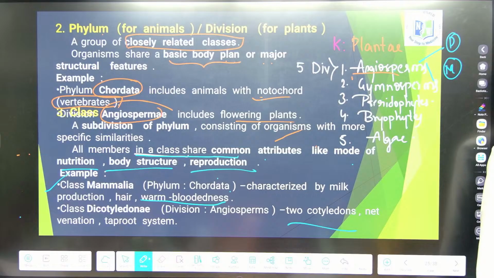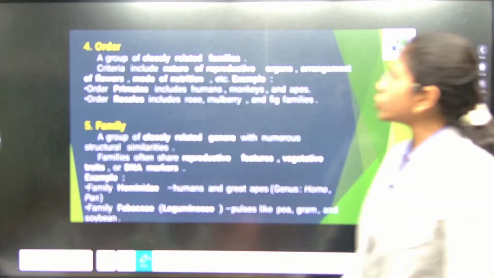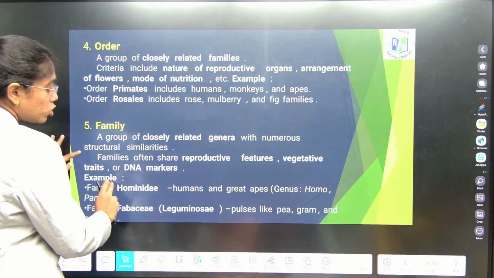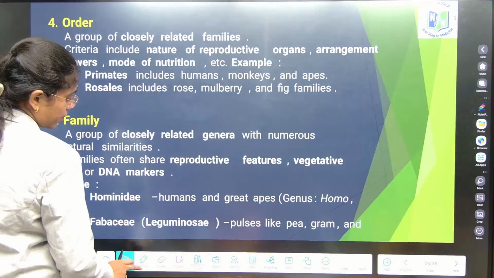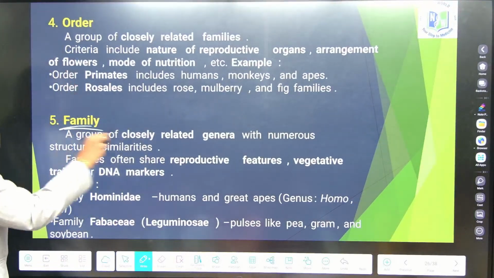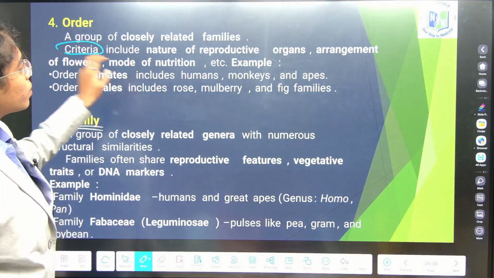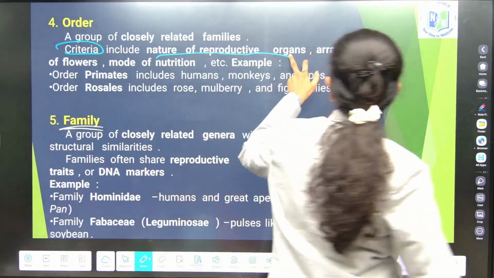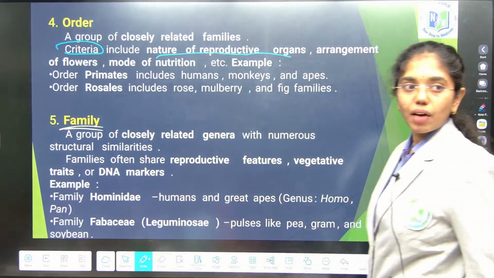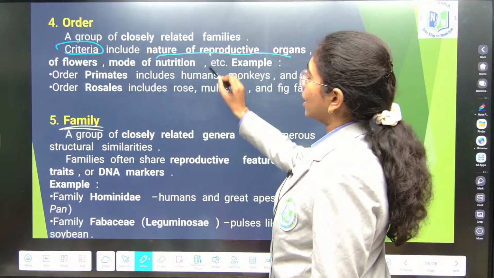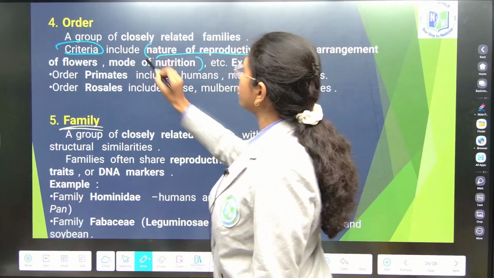Understood everyone? Clear, no? Should I repeat anywhere? Next is order. Order includes a group of related families. Criteria include what? Nature of reproductive organs, arrangement of flowers, mode of nutrition. These are the criteria which are involved.